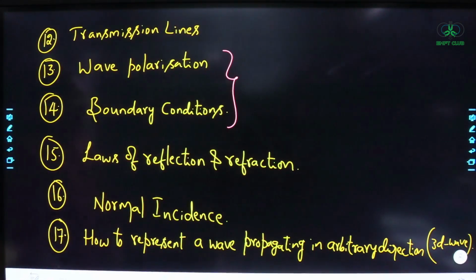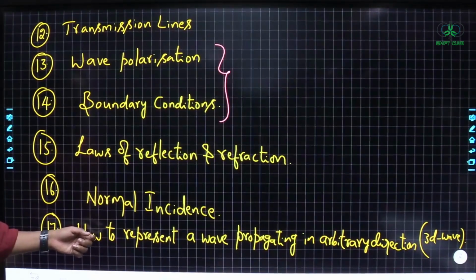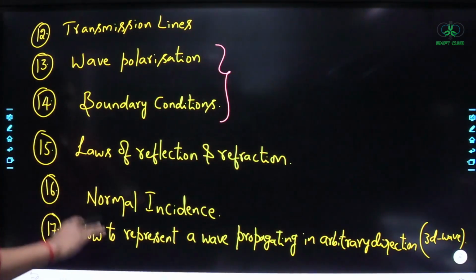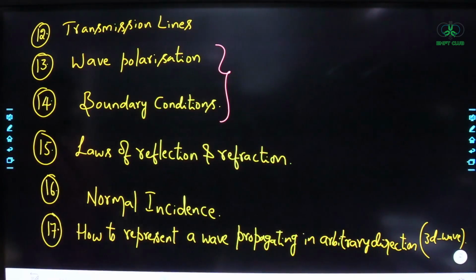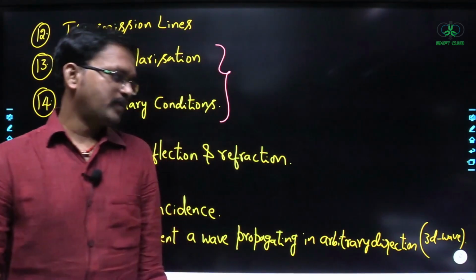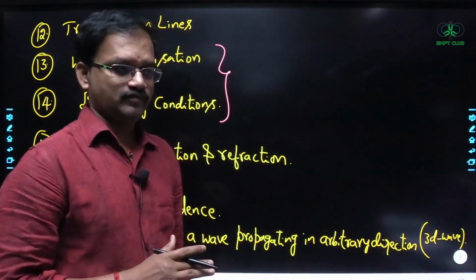So this is the 17th topic. I hope it is clear, right? So 12th is transmission lines, 13th is wave polarization, 14th is boundary conditions, 15th is laws of reflection and refraction, 16th is normal incidence, and the 17th topic is how to represent a wave propagating in an arbitrary direction. That is, we are representing a three-dimensional wave, right?